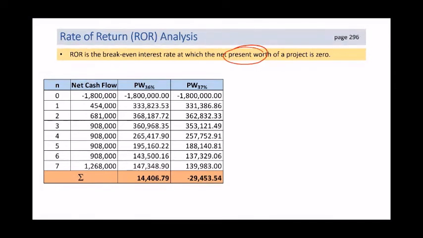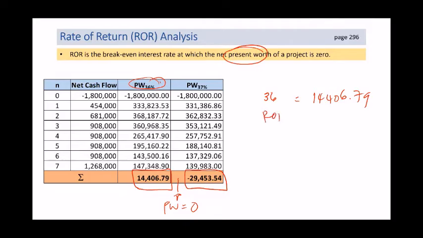Like for example here, if the interest is 36%, the PW is positive 14,406.79. But if we apply 37%, what happened? It became negative 29,453.54. So in other words, between 36% and 37%, there is what we call the ROR, because between these we have PW equal to 0. So we need to interpolate again. Like for example, 36% is equal to 14,406.79, and then we have the ROR, that is 0, and 37% is negative 29,453.54. So you can do that, same as what we did with the payback period.